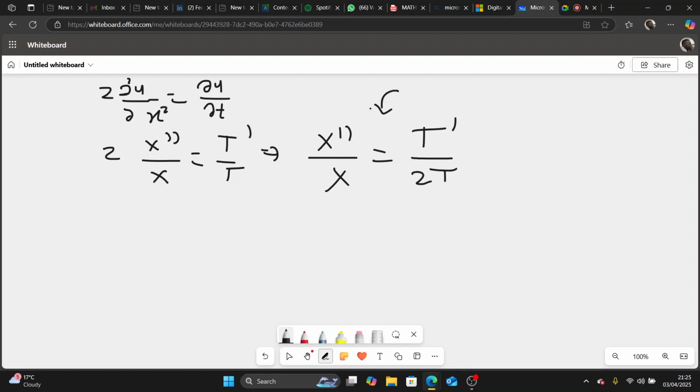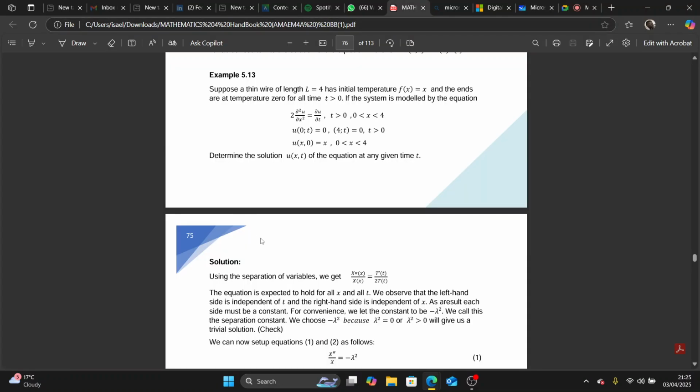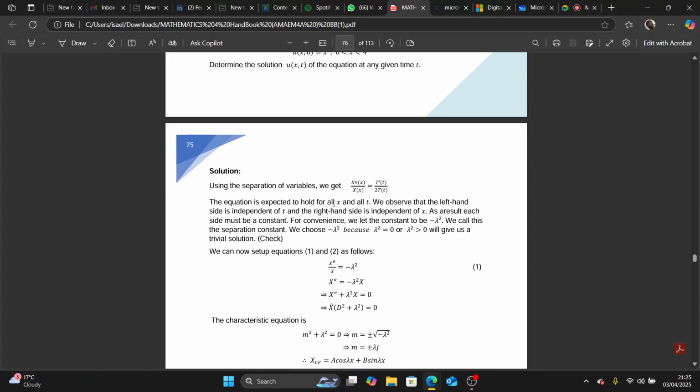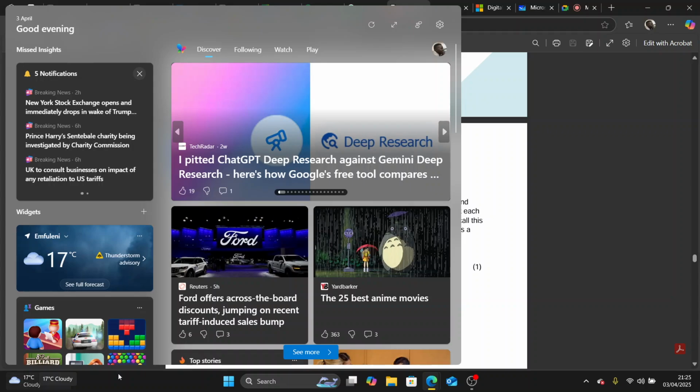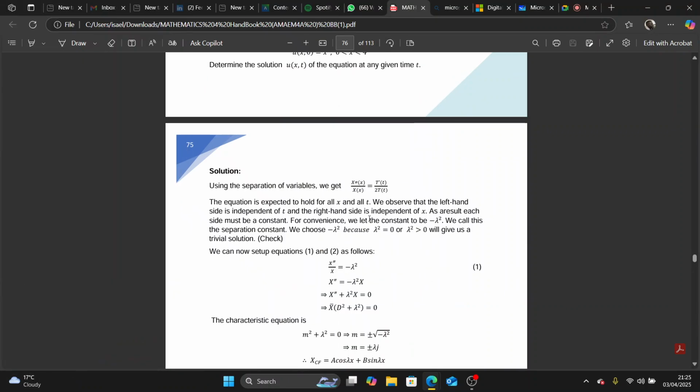Now once you do this, there is a condition to follow, which is explained here. They say the equation is accepted for all x at time t. Remember, this is an example. You do not have to write all this here. All you need to know is why it is minus, and I will explain now. We observe that the left hand side is independent of t and the right side is independent of x. They are already separated. As a result, each side must be constant. So if they have to be equal to a constant, they equate to lambda. For convenience, we let it be minus lambda.